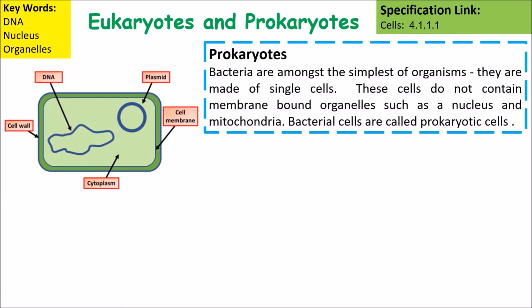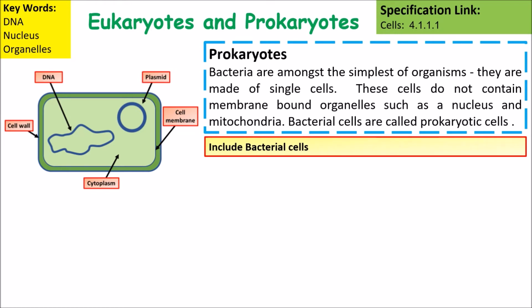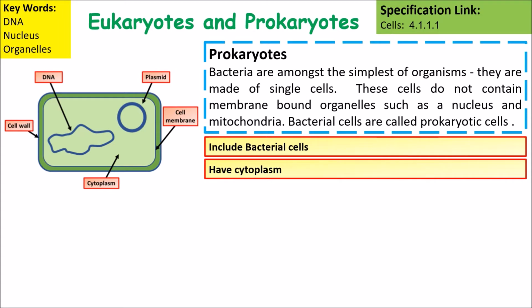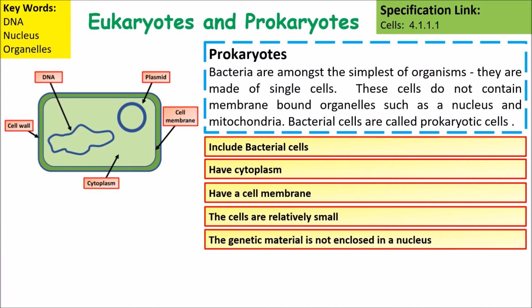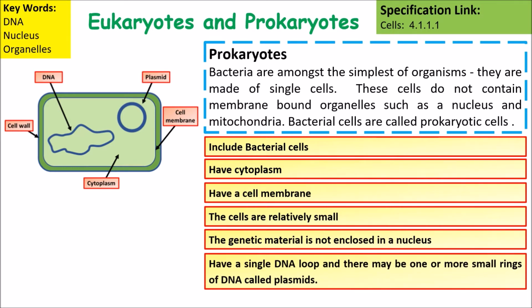Prokaryotes, so things like bacteria, are much more simple. They are generally only single-celled. These cells do not contain membrane-bound organelles. So some key things that you would need to think about are the prokaryotes include bacterial cells, they have cytoplasm, they have cell membranes, the cells are relatively small, the genetic material is not encased in a nucleus. So you have delocalized genetic material. Although bacteria have single loops of DNA called plasmids.